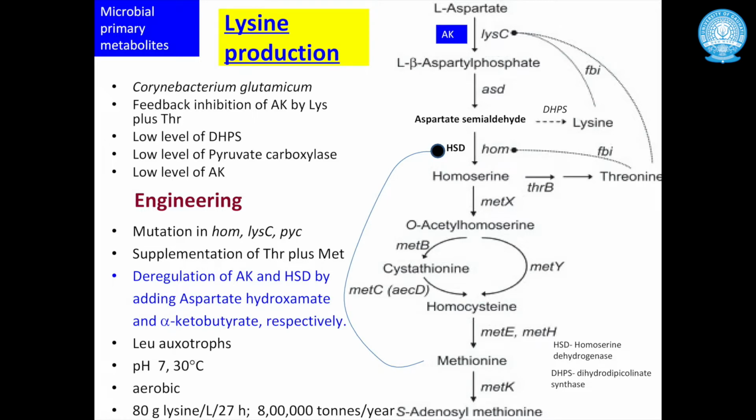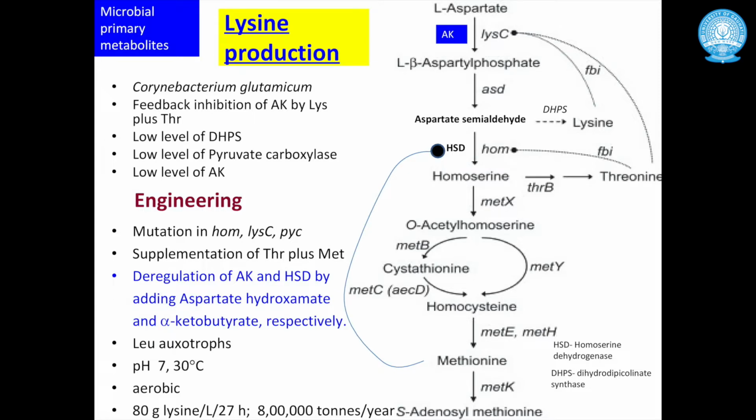Pyruvate carboxylase is involved in the formation of aspartate from pyruvate. So if the starting point, L-aspartate itself, is in short supply, then there will be no possibility of a high level of lysine production. Another fact is that the AK, or aspartate kinase enzyme, which is the first important enzyme for production of lysine in the whole pathway, is itself produced in low quantity or at a low level.